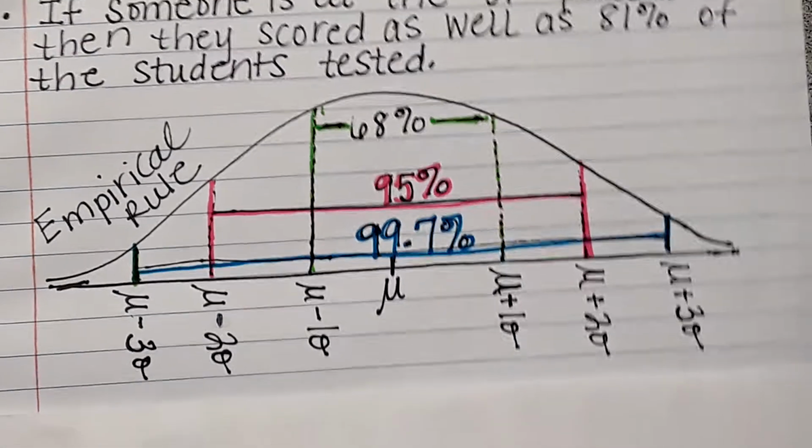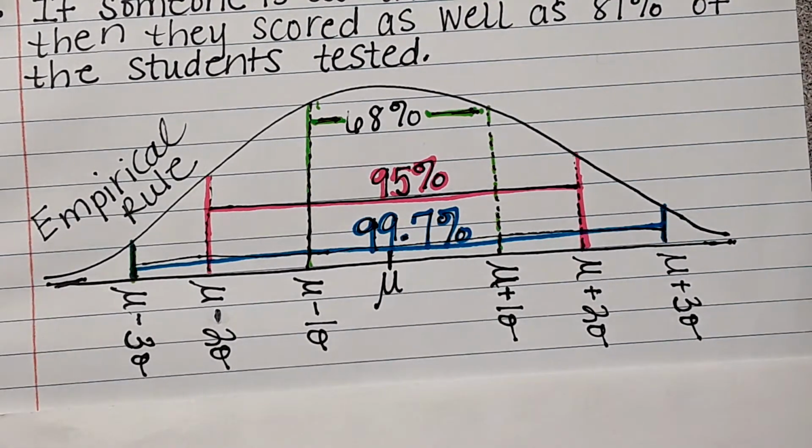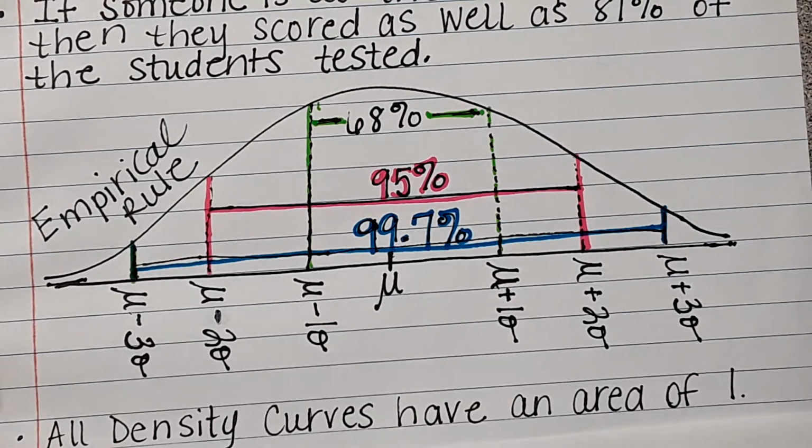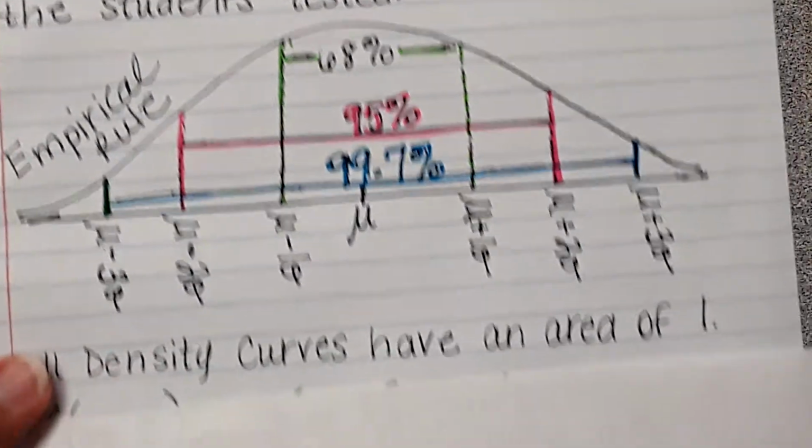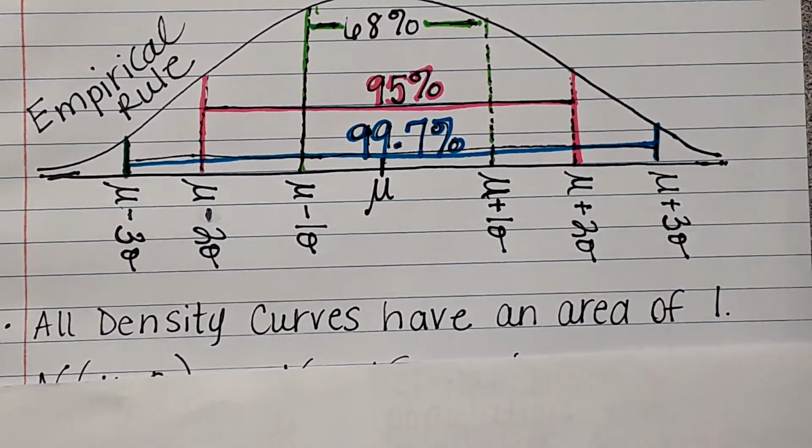So, okay. So that's the empirical rule. I love the empirical rule. We're going to do a lot with the empirical rule. So but we're going to get back to that. So this is just a density curve. This is one form of a density curve. The normal curve is a density curve.